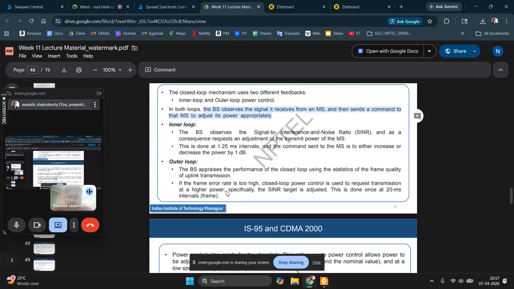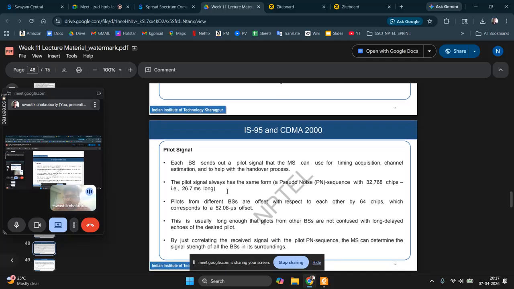Okay, so now we come to pilot symbols. Pilot symbols are pre-agreed symbols that are transmitted before data transmission. These are basically trial messages, trial symbols that are transmitted mostly to make conclusions about the channel.